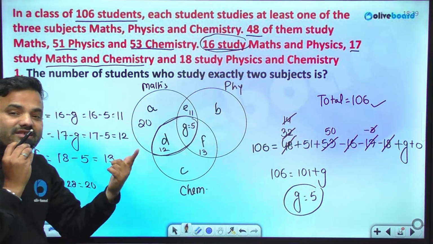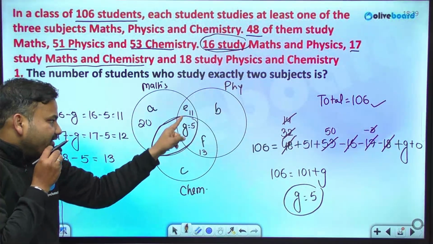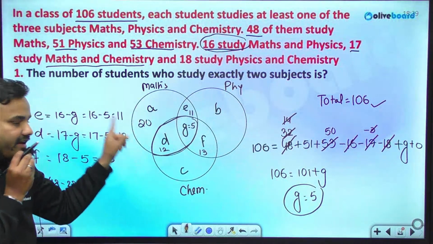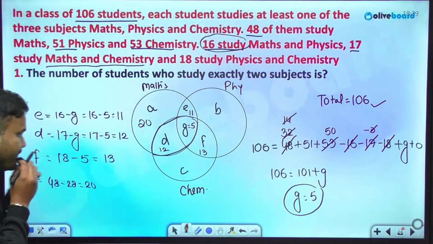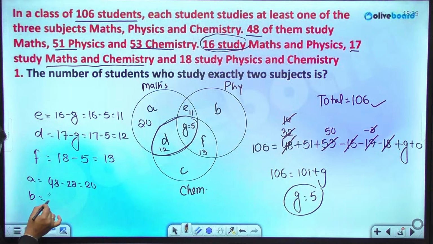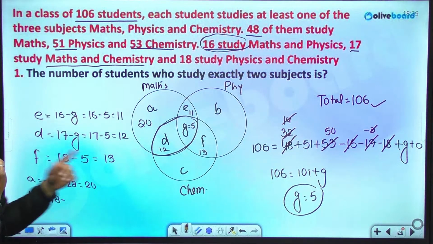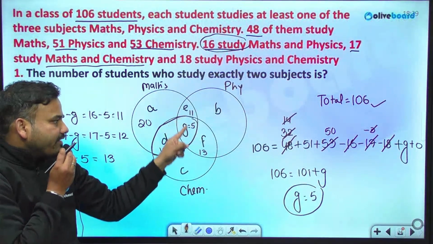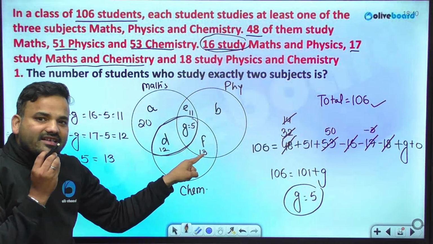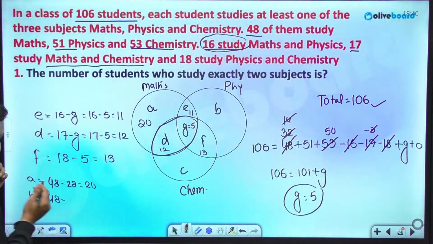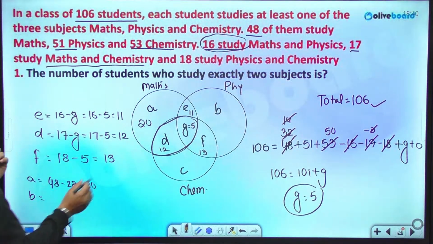So how many students are studying maths? 20, 11, 5 and 12. So the entire thing is 48. Now what about the value of B? The value of B will be 48 minus, what about this? See, 11 plus 5 is 16, 16 and 13 is 29. So 29. What about physics?